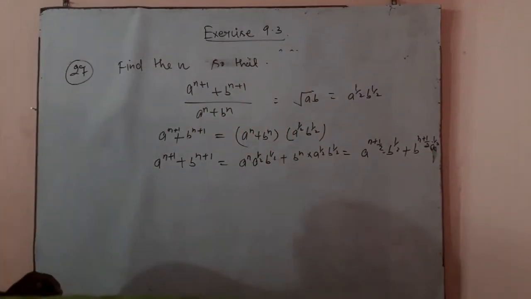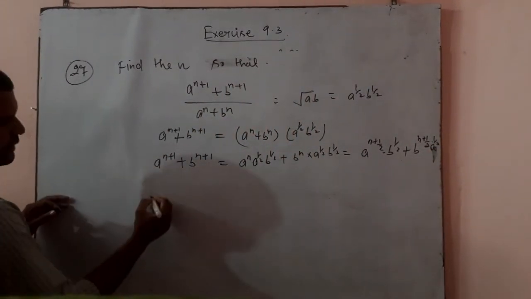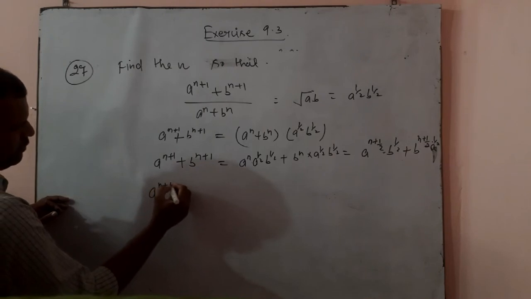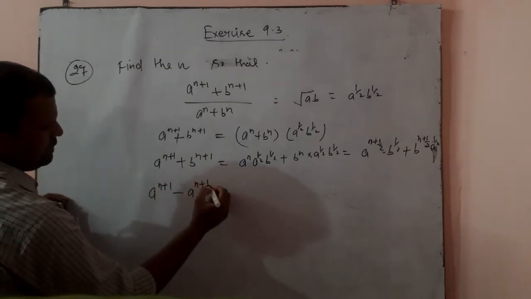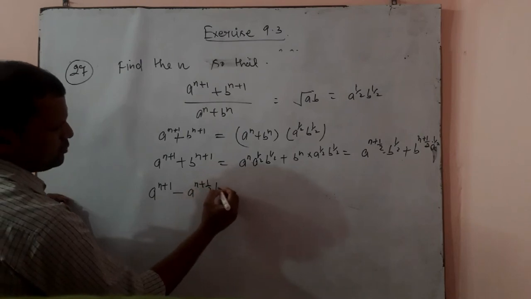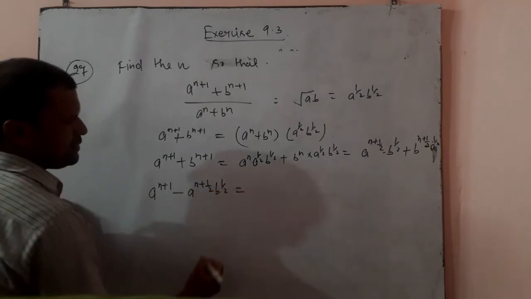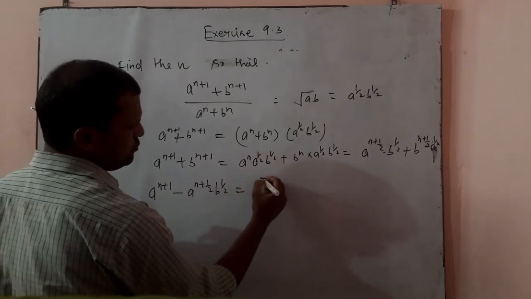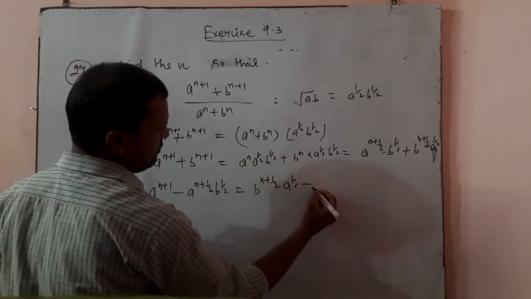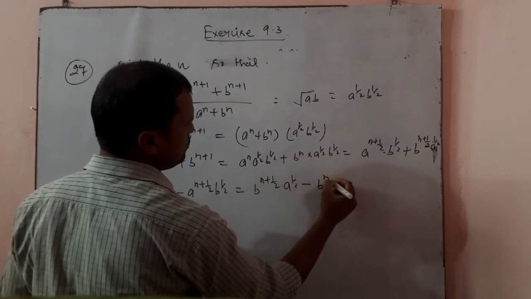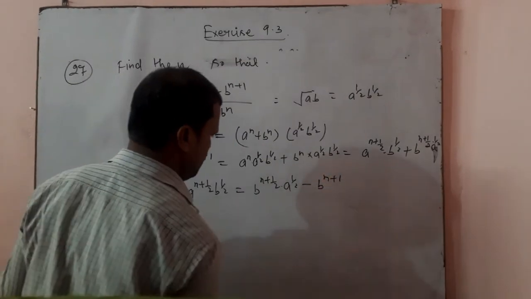So this can be written as a to the power n plus 1 minus a to the power n plus half into b to the power half. This is equal to b to the power n plus half into a to the power half minus b to the power n plus 1.